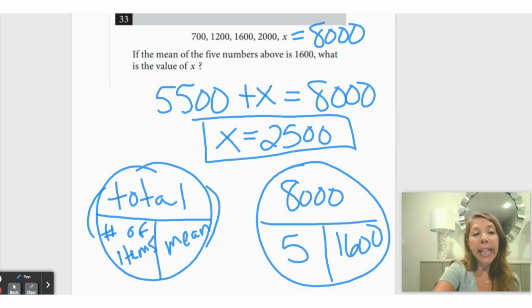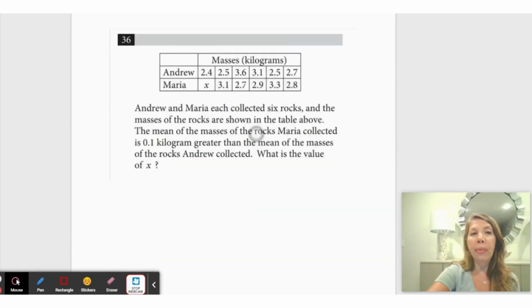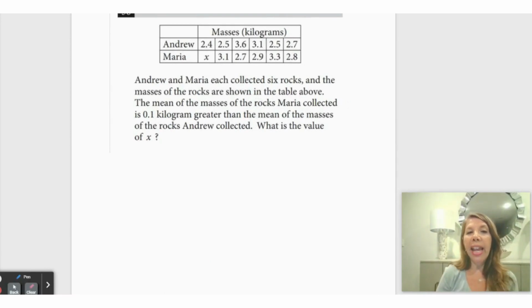Now, the same technique can be used for a more difficult problem, like the one below. Here we have Andrew and Maria each collected 6 rocks, and the masses of the rocks are shown in the table above. The mean of the masses of the rocks Maria collected is 0.1 kilogram greater than the mean of the masses of the rocks that Andrew collected. What is the value of x?